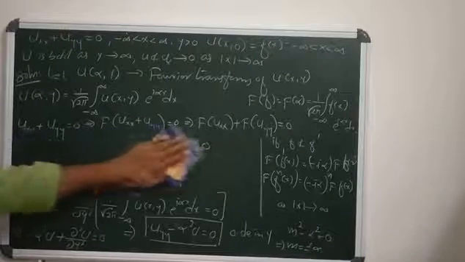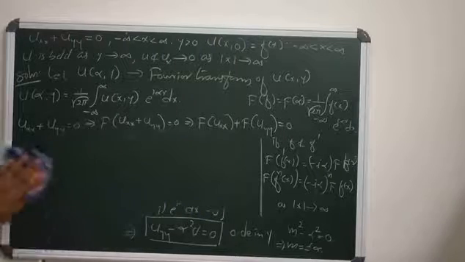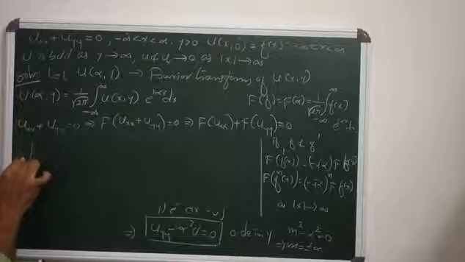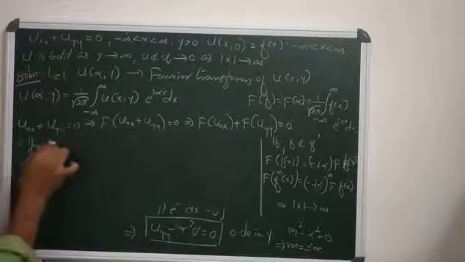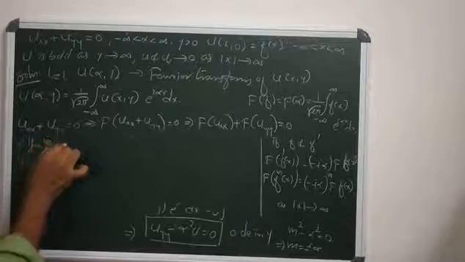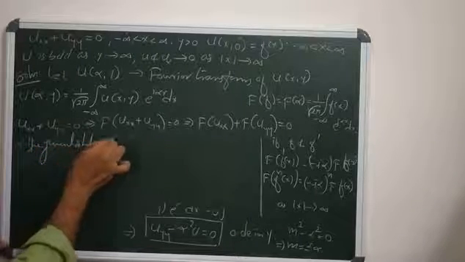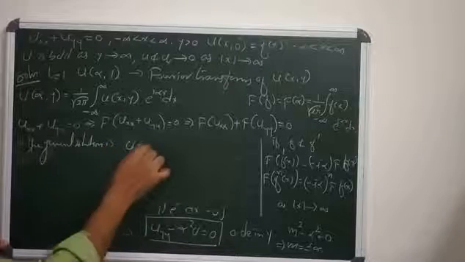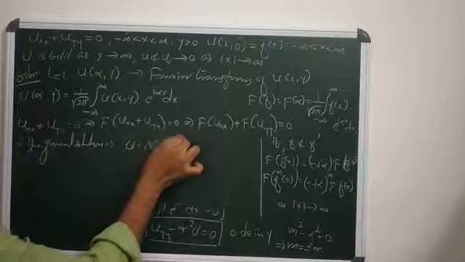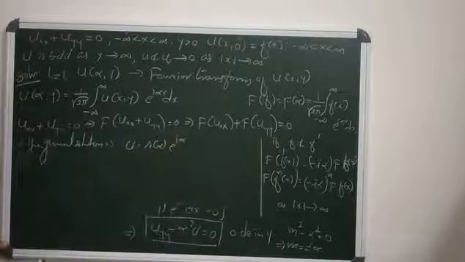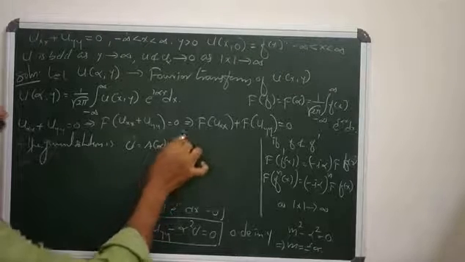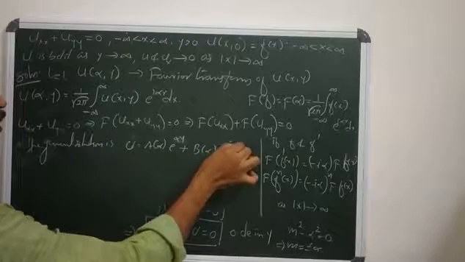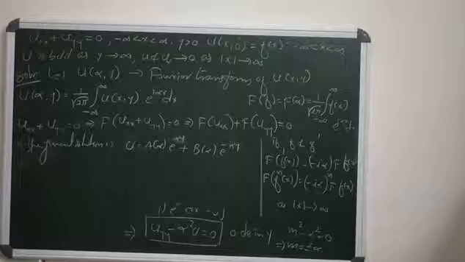Then that gives m equals plus or minus alpha. Therefore the general solution is u of alpha equals A of alpha into e power alpha y plus B of alpha into e power minus alpha y. So this is the general solution.